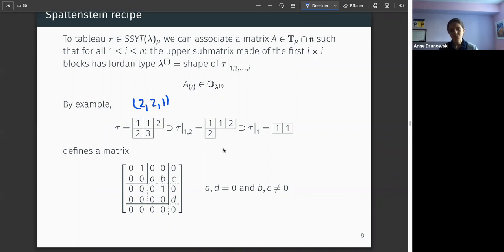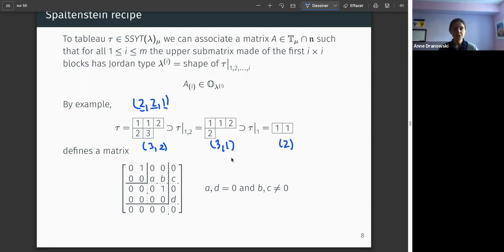I'm going to assign a sequence of tableaux, exactly 3, exactly as many as there are numbers occurring in that tableau, formed by just restricting it to boxes of weight 1, 2, boxes of weight 1. So altogether 3, including the tableau itself. And therefore 3 Jordan types, right? 3 Jordan types starting with 3, 2, and then 3, 1, and 2.